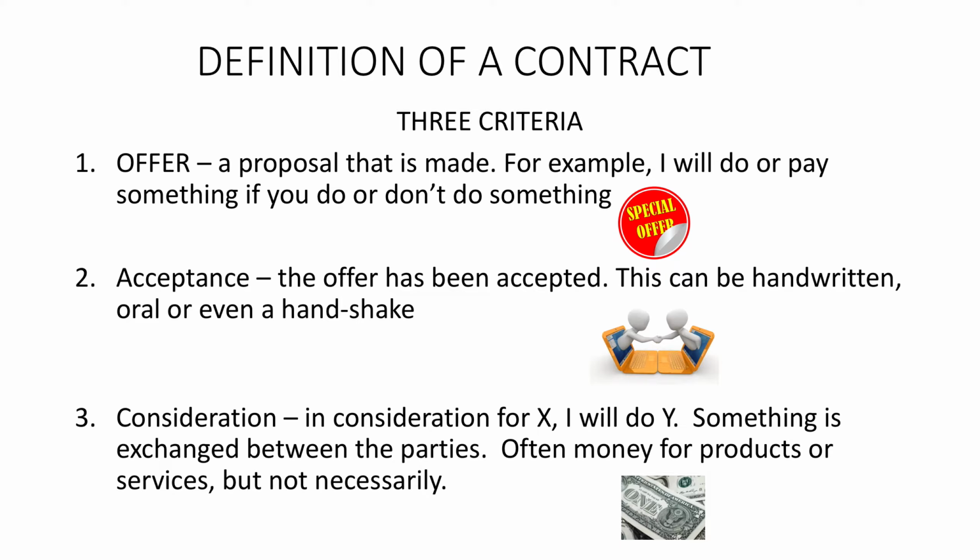The first is that there's an offer, a proposal that's made. For example, will I do or pay something if you do or don't do something? So I'm going to pay you to leave town and go to California or wherever, or I'm going to pay you to paint my house, or any other type of thing. And typically it is a payment that one side is making for another side to do something.